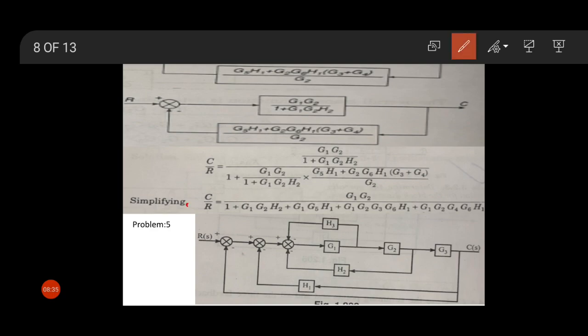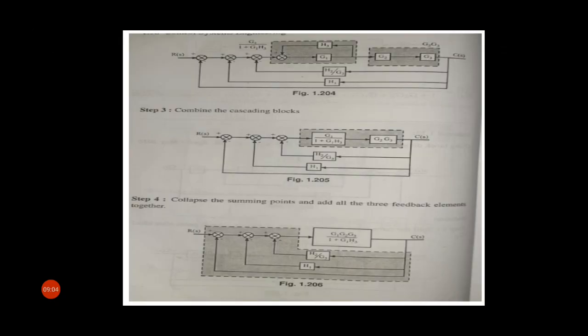Now come to the fifth problem. This is our fifth problem. So how will we find the transfer function of this block diagram? In the first step, we split the 3 input summing point, and move the takeoff point after block G3, which means we move this takeoff point from here to here. Doing this first step, we get this structure, this first one.